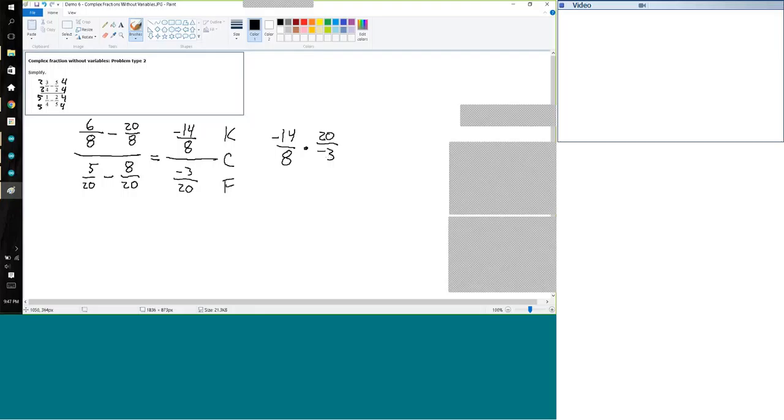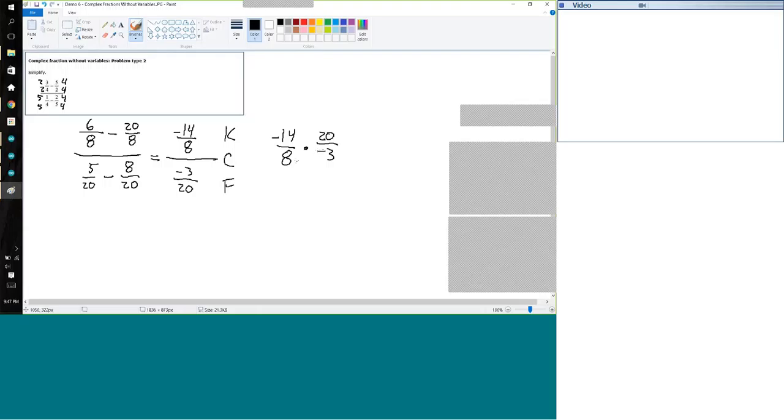If we take a look, 3 is a prime, so it doesn't go into 20 or 14, so that one's going to have to stay. 8, however, can divide by 2, and 14 and 20 both divide by 2. I'm going to go ahead and try to pull out as much of this 20 as I can to reduce that down to a smaller number.